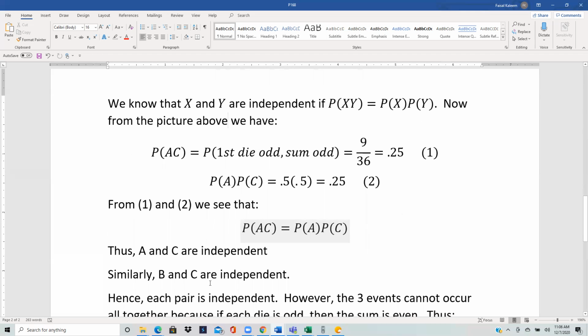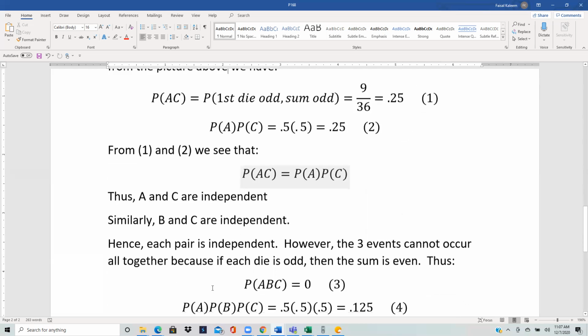Similarly, B and C are independent because A was the first roll, B was the second roll, and C was the sum. So we've shown that each pair is independent. Remember, A and B were already independent, since what you get on one die has nothing to do with what you get on the other. And now we have also shown that A and C and B and C are independent. All three pairs are independent. However, that doesn't mean that all three events together are independent.